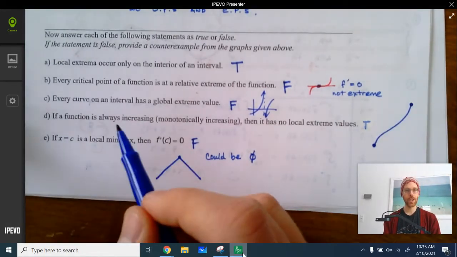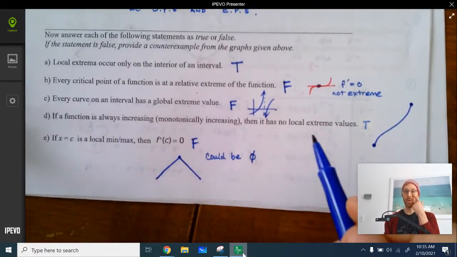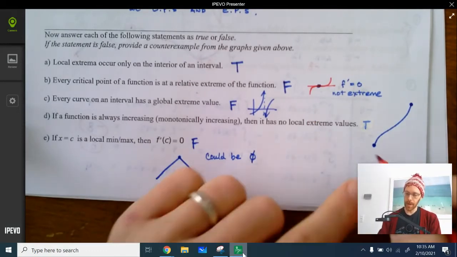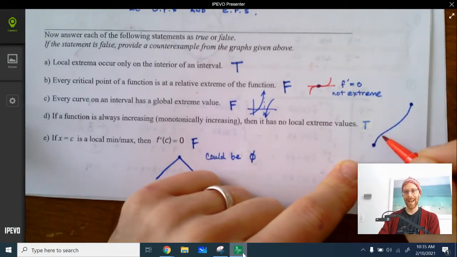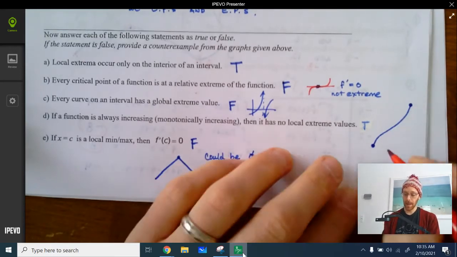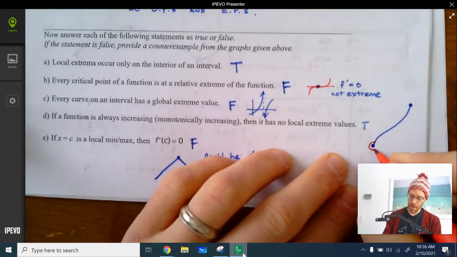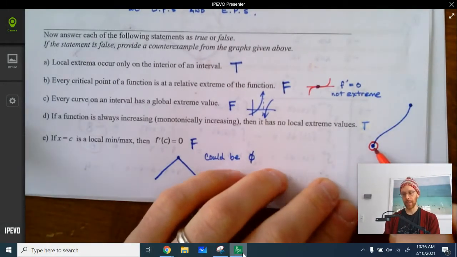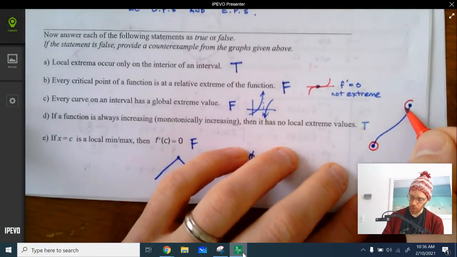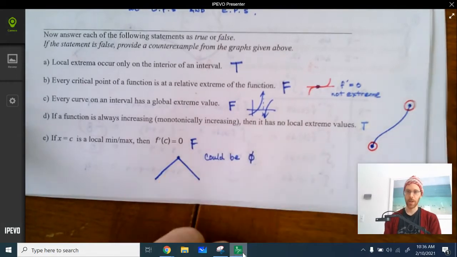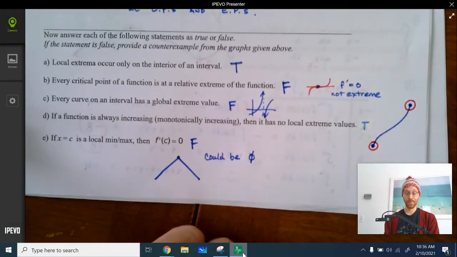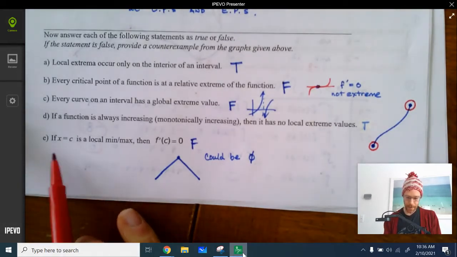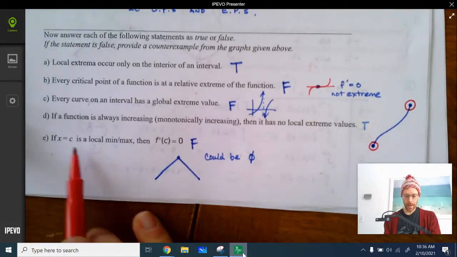D says that if a function is always increasing, it has no local extreme values. The reason that's true is that if it is monotonically increasing, its global minimum has to occur at the start of the interval, and its global maximum has to occur at the end of the interval.